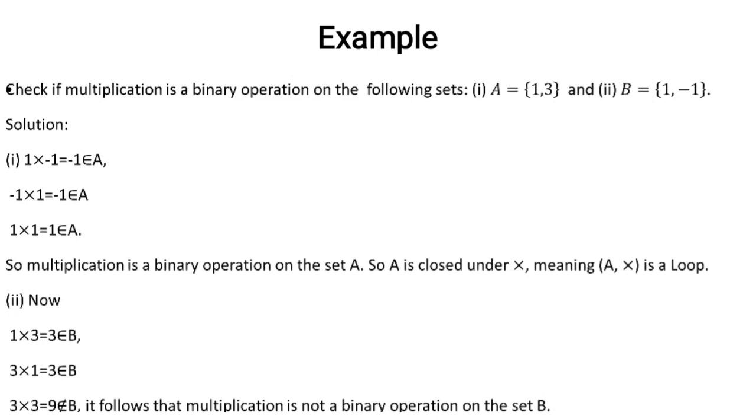We have an example here now. For this example, we're told to check if multiplication is a binary operation on the following set. So our binary operation is multiplication, times, and our set is A. So we want to make it an algebraic structure, so we have A and then comma asterisk. So this is an algebraic structure. We want to check if multiplication is a binary operation on the following set.